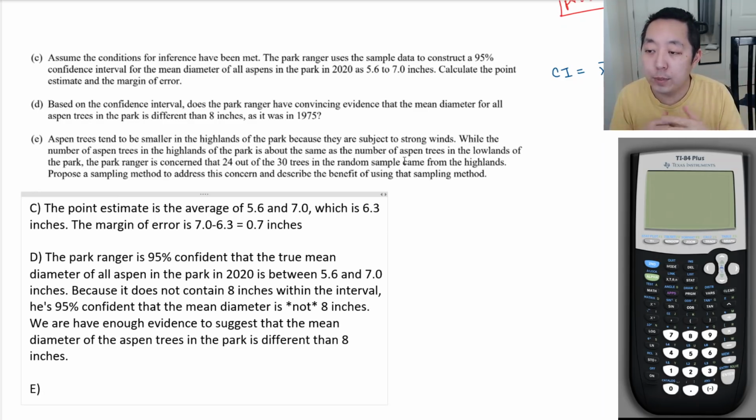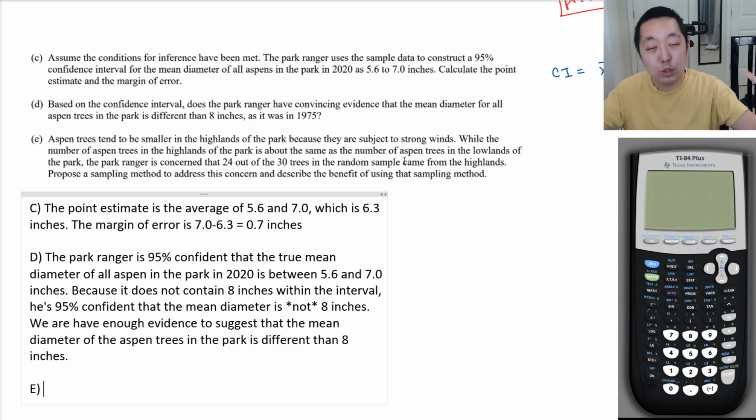Okay. Aspen trees tend to be smaller in the highlands of the park because they are subject to strong winds. While the number of aspen trees in the highlands of the park is about the same as the number of aspen trees in the lowlands, the park ranger is concerned that 24 out of the 30 trees in the random sample came from the highlands. So highland trees tend to be smaller, right? Propose a sampling method to address this concern. Describe the benefit of using that sampling method.